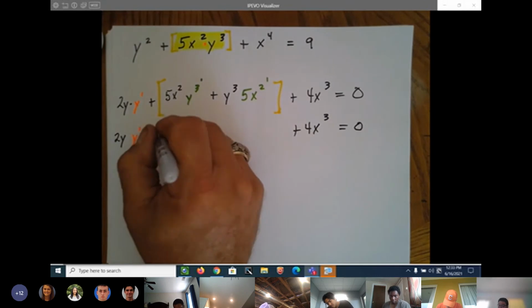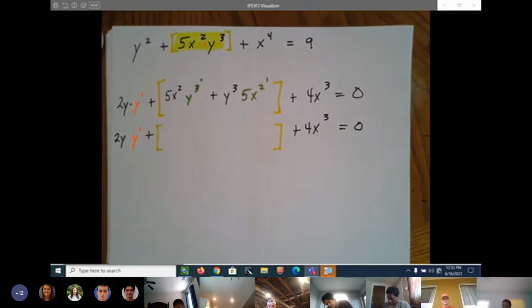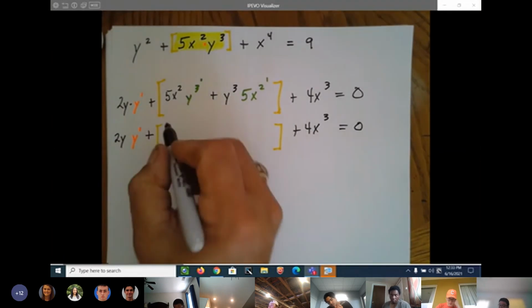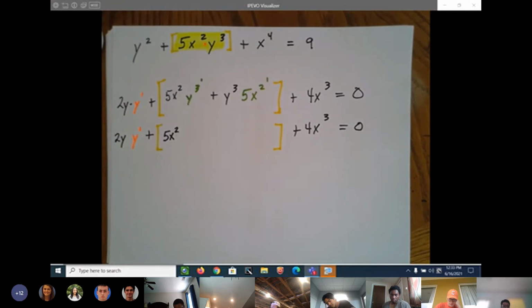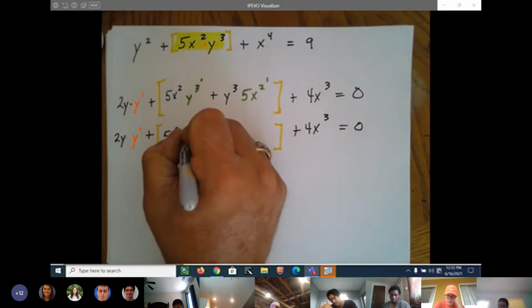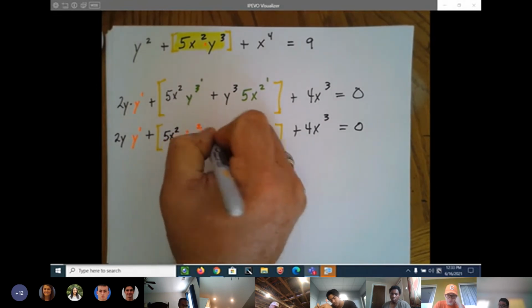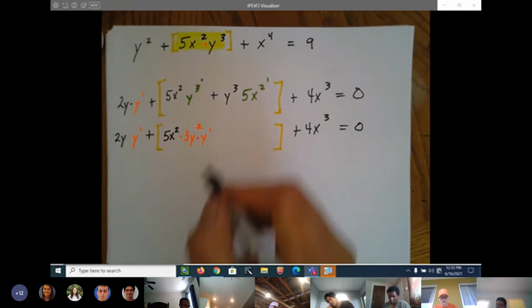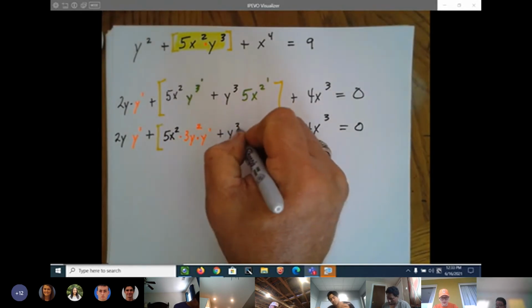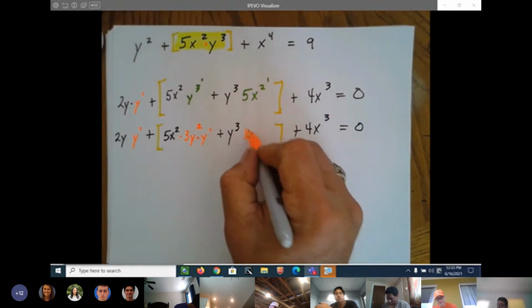Okay, yellow brackets. 5x squared. And what is the derivative of y to the third? 3y squared, y prime, plus y to the third times 10x.